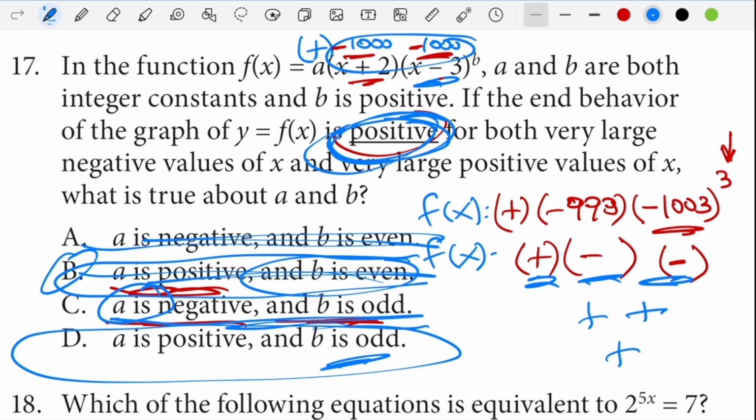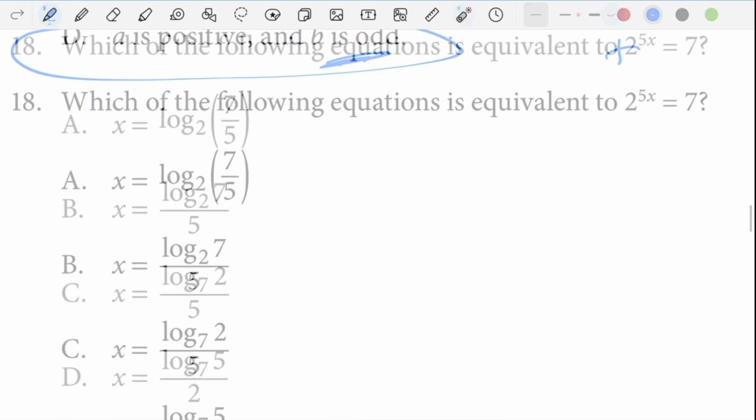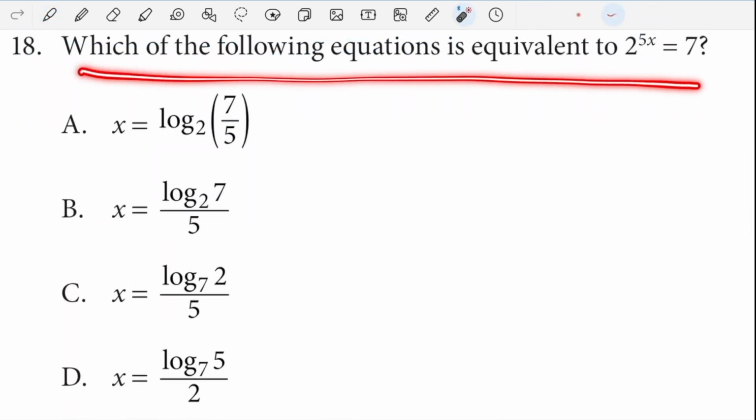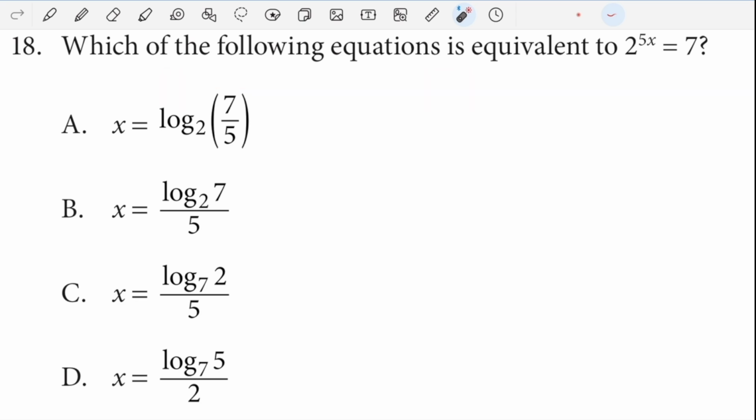18, guys. Remember, these are the last problems. So the last problems of this section most likely are more difficult, okay? That's why it's getting a little harder at the end. Let's go to 18. Which of the following equations is equivalent to this? Oh, logs. All right.